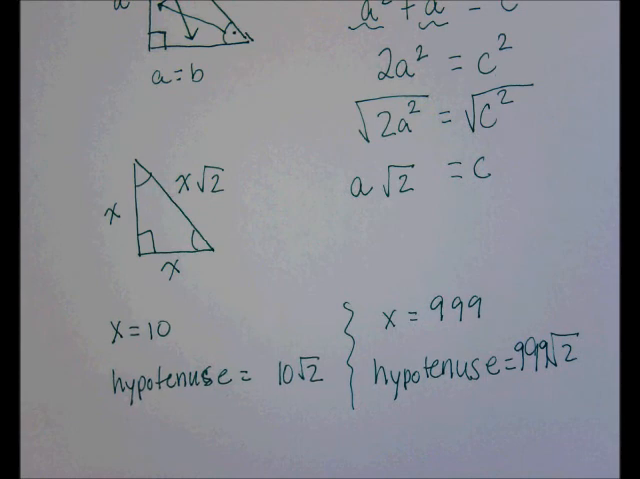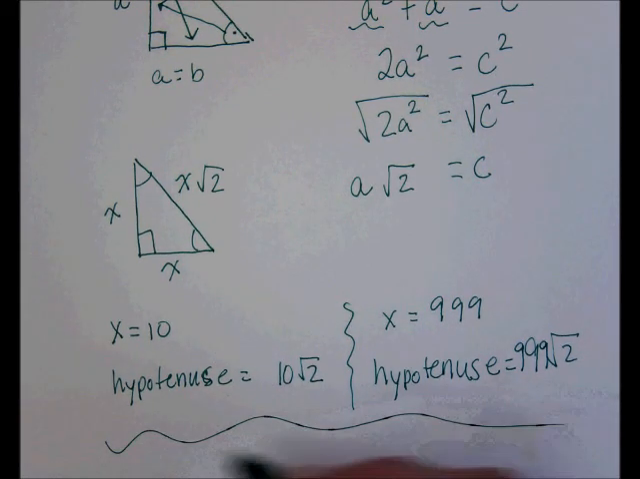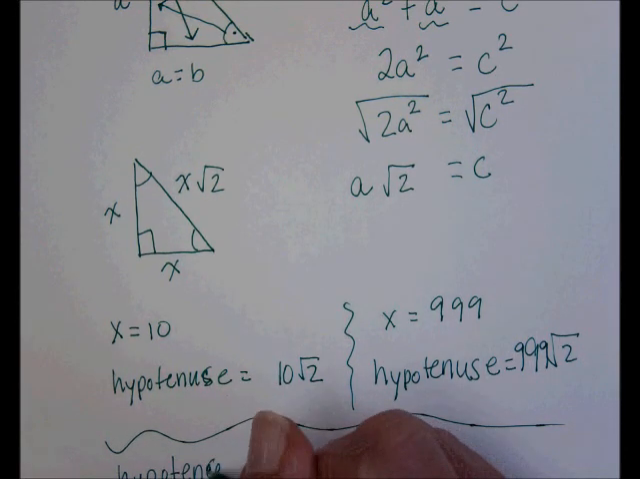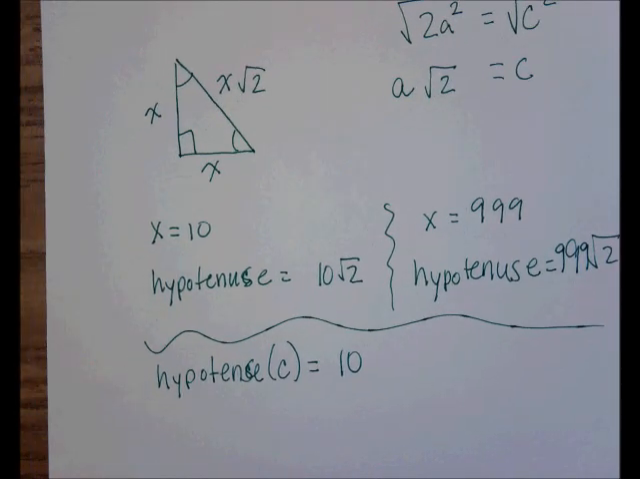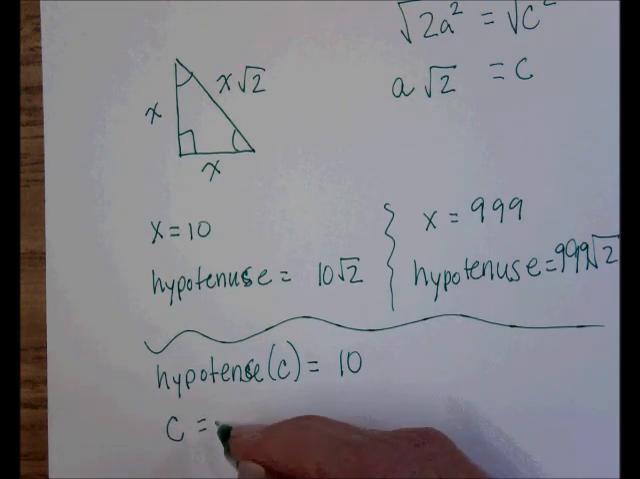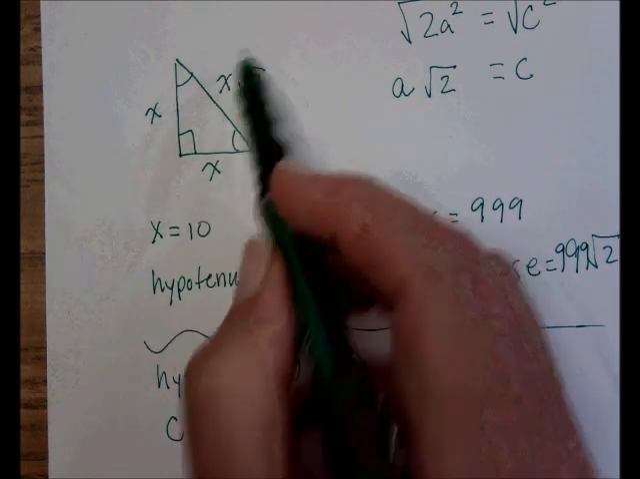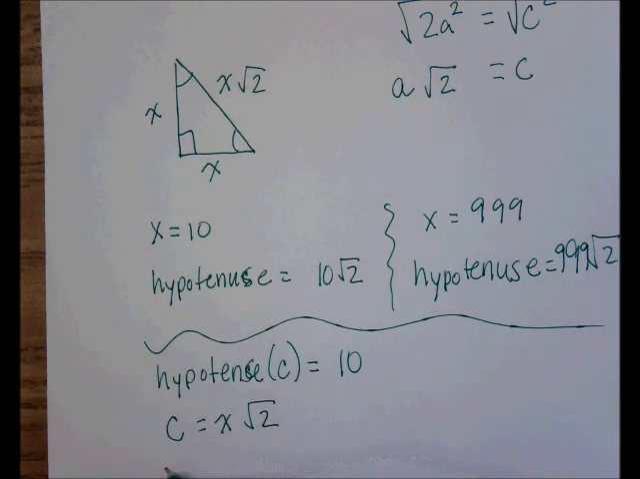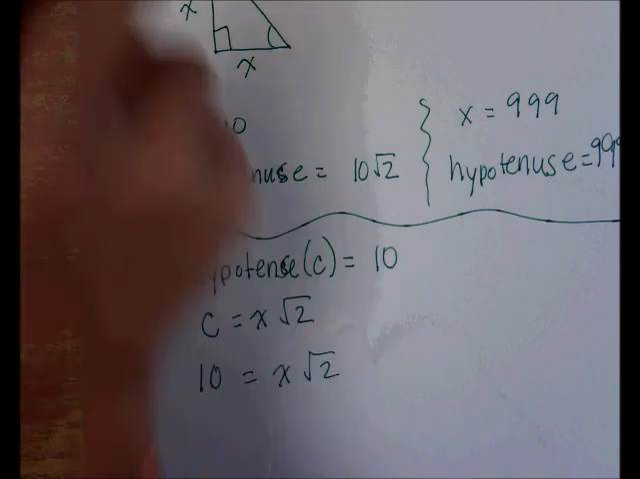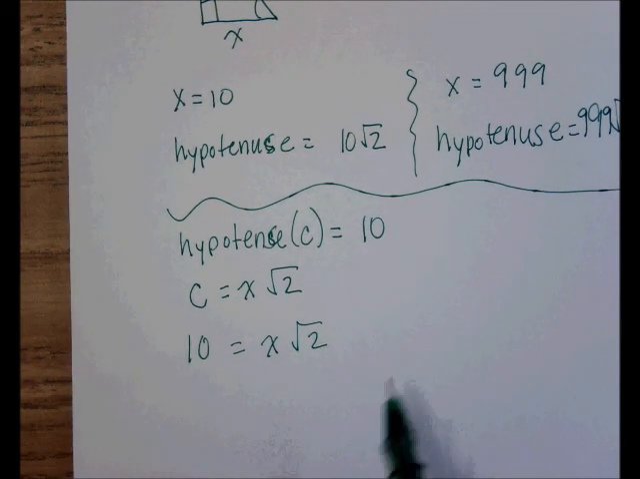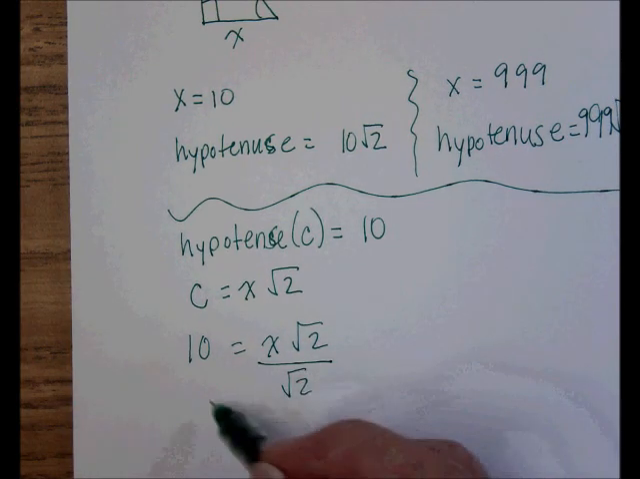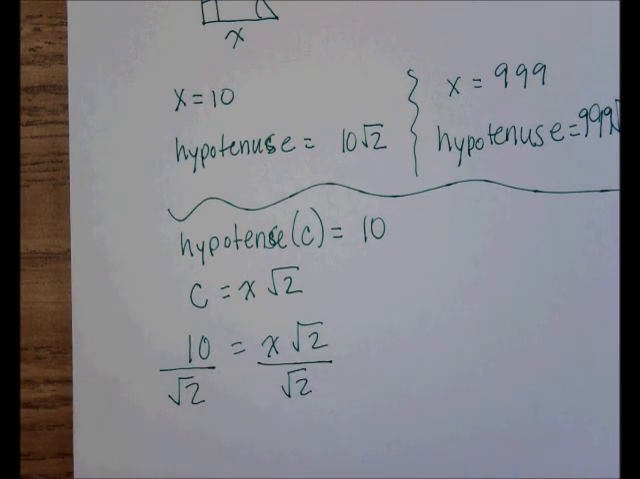But every now and then we're going to be given the hypotenuse. So if I'm given the hypotenuse, I'm just going to substitute in c, so whenever I'm talking about the hypotenuse, I'm going to say c is equal to 10. And I know that c is equal to x times square root of 2 from my figure up here, and we just proved that. So I'm going to set 10 equal to x root 2. Solving for x, because that's going to be the leg of my 45, 45, 90 degree triangle, I'm just going to divide by radical 2 on both sides.